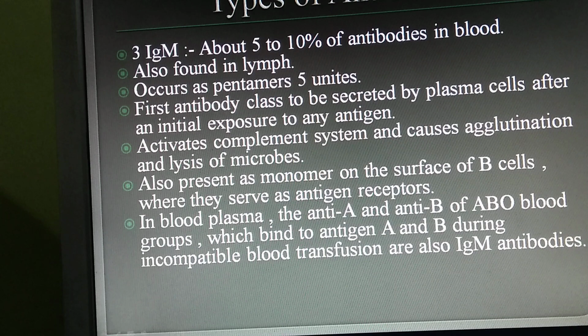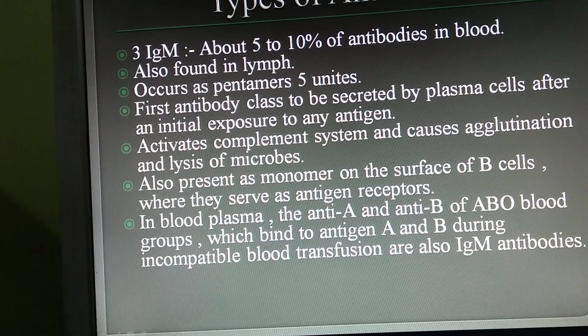In blood plasma, anti-A and anti-B of the ABO blood groups, which bind to the antigen A and B during incompatible blood transfusion, are also IgM antibodies.